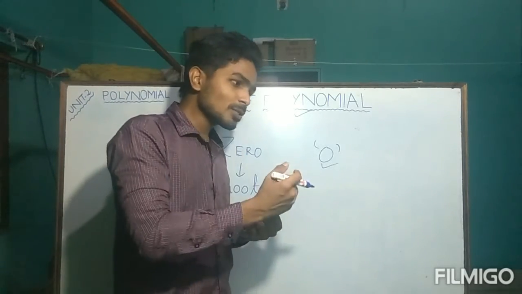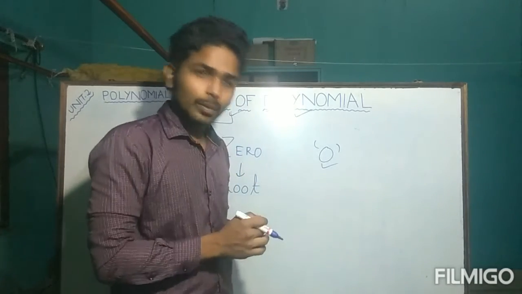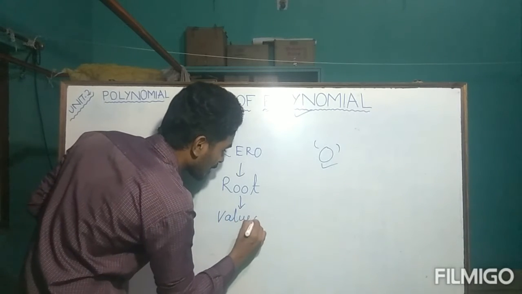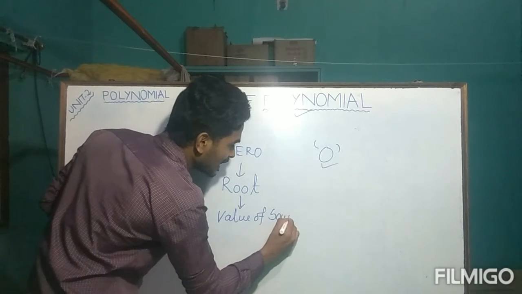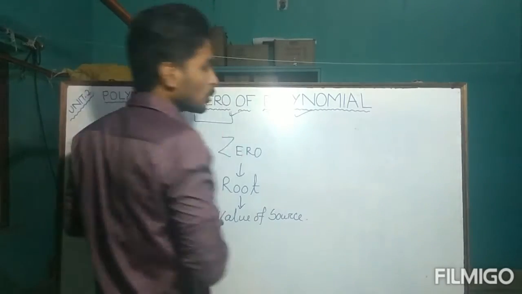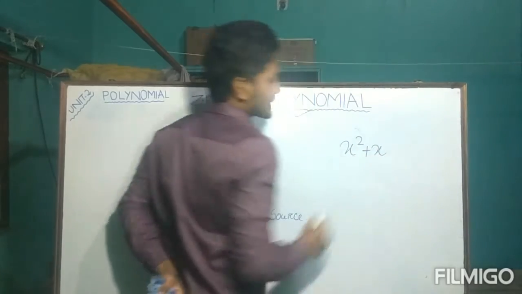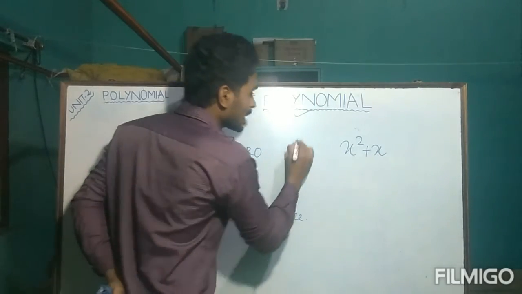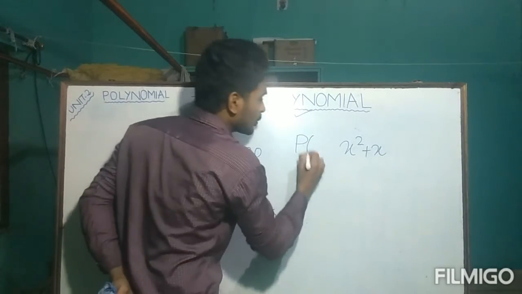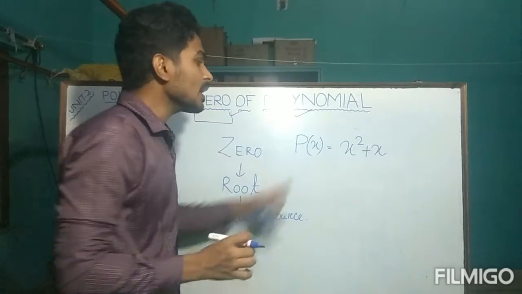Okay, ଯେକୌଣସି ଜିନିଷ ମୂଳ ଯୋଉଠୁ ସେ ଜିନିଷଟା ଆସିଥାଏ, that is known as root. Or it is also known as value of source. Okay, so let us understand it. Suppose we have an example of a polynomial like x square plus x. It is a polynomial, so it can be written as p. Since it is expressed in terms of x, we can write p of x. So it is a polynomial in variable x.